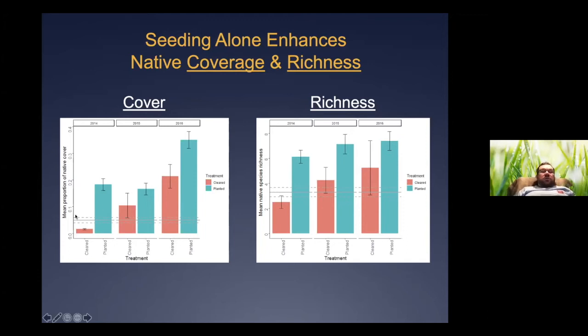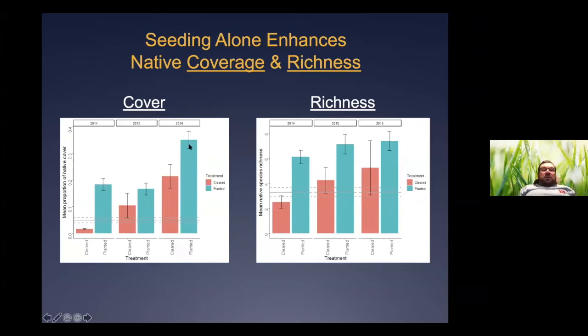And we have 2 bars for 2014, 2 for 2015, and 2 for 2016. The orange is for the lots that were cleared and left to colonize on their own, and the blue are the ones that were cleared and reseeded. And the line is the average across all years for the lots that were unmanaged and were just surveyed over time, untouched.